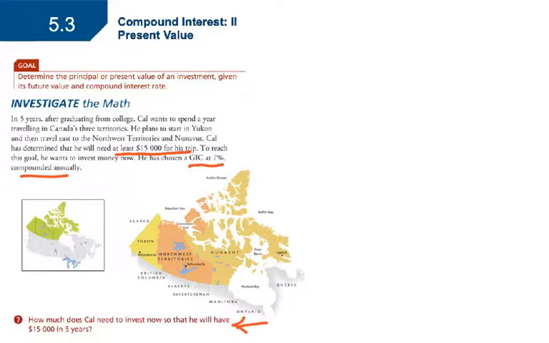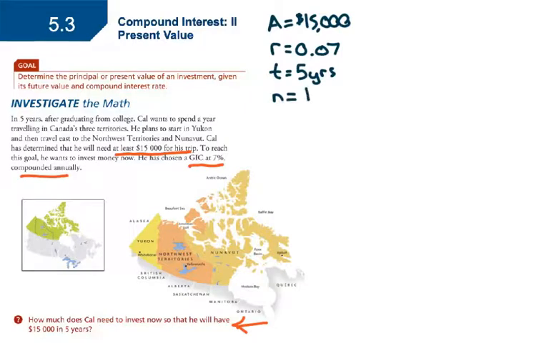So looking at what we know, A, his future value, is $15,000. R, his interest rate, is 0.07. The amount of time he has, T, is 5 years. N, his compounding, is 1, since this is compounded annually, meaning that P is what we need to find.